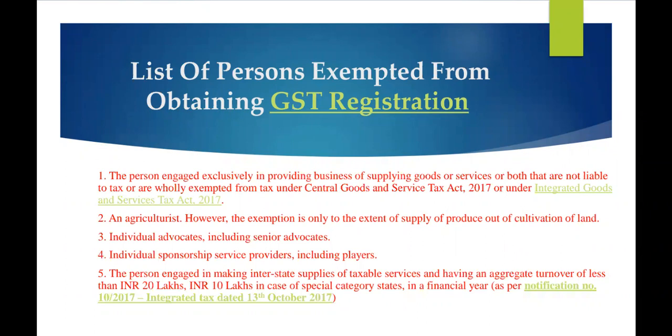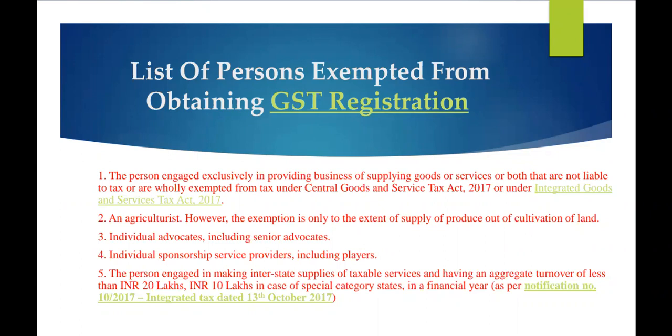Similarly, individual advocates, including senior advocates, right? If any advocates or senior advocates are there, the services they are rendering, and the fees they charge, right? Many times senior advocates charge more money for particular cases. So even those persons are exempted from GST.